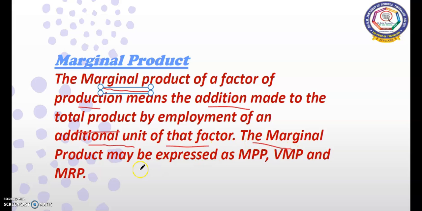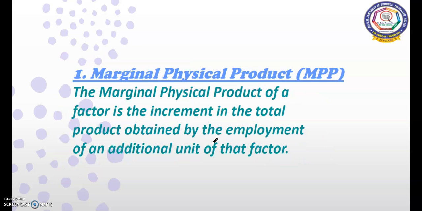The marginal product may be expressed as MPP, VMP and MRP. Here MPP means marginal physical product, VMP means value of marginal product and MRP means marginal revenue product. So we are going to discuss in detail about these three. First one, marginal physical product.